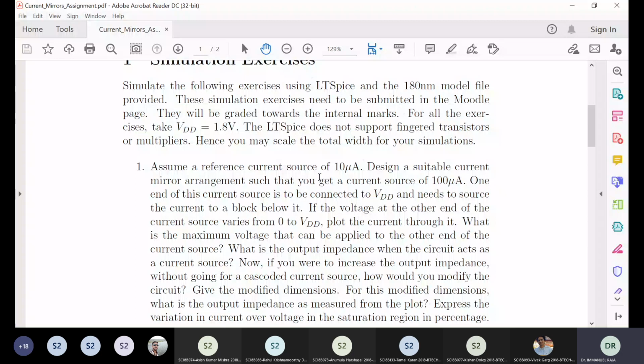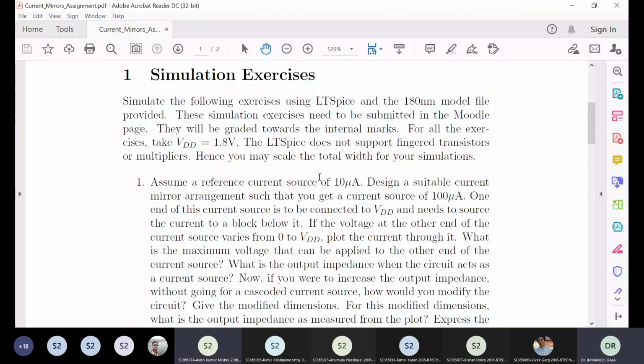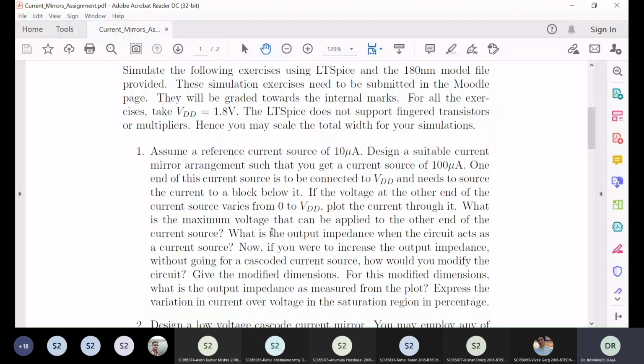Are you able to see my screen? Yes, sir. Okay. So I will upload this on the Moodle page. There are two simulation exercises. For both of them you use LTspice, and use the 180 nanometer file that has already been given. VDD, take it to be 1.8 volt. Sometimes students start trying to play around with VDD. Don't do that. 1.8 is fixed.